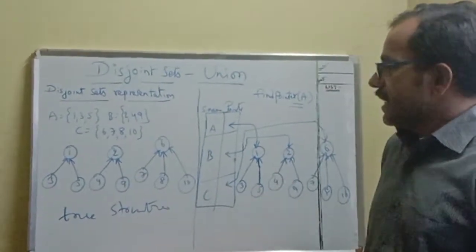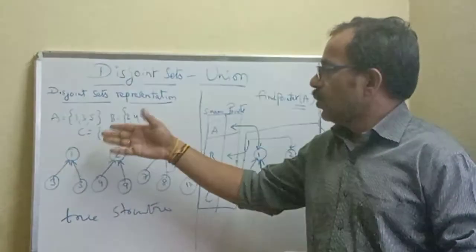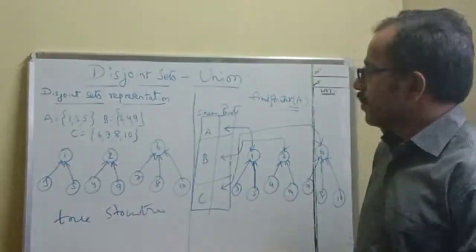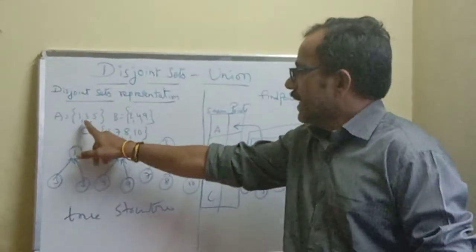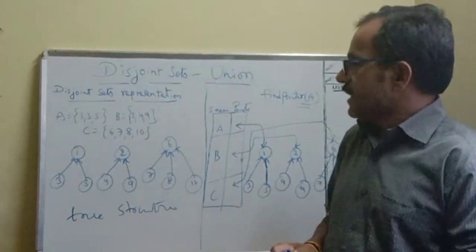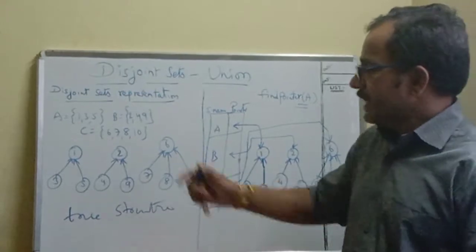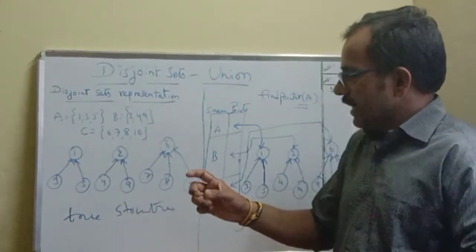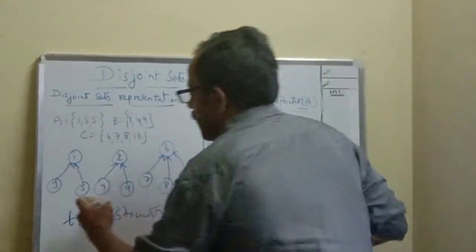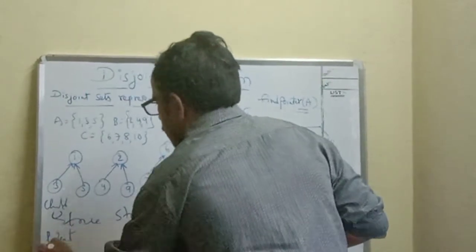But how we can construct a tree structure format means you can select any element as root node, either 1, 2 or 3 from A. Among 2, 4, 9, any element you can consider as root node. Suppose you consider 1 as root node, then connect 3 and 5 to the root node. Normally in normal tree structures, we draw the arrow from root node to its child. But here we are making the arrow in the opposite direction, from 3 to 1 and from 5 to 1, because here we are showing the child and parent relationship.